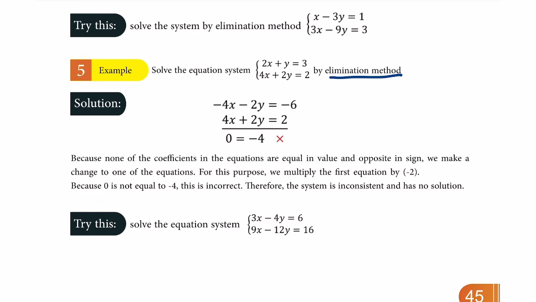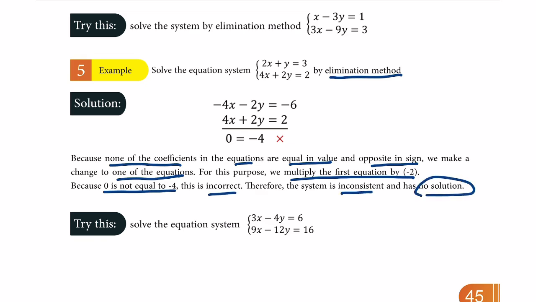So here, none of the coefficients in the equation are equal in value and opposite in sign. We make a change to one of the equations. For this pair, multiply the first by negative 2, because 0 is not equal to negative 4. Therefore, the system is inconsistent and has no solution, okay?